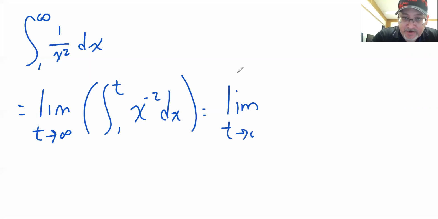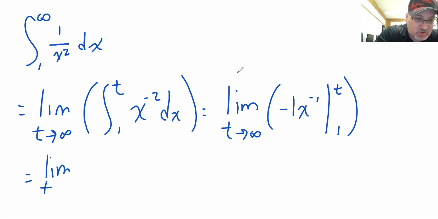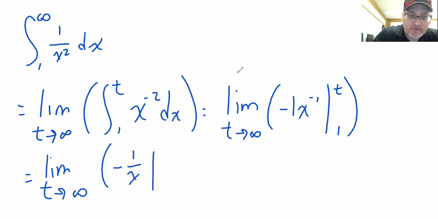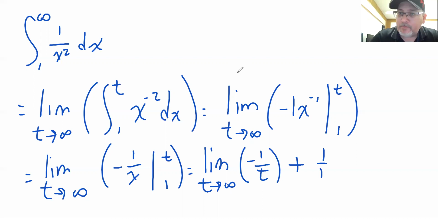Limit as t approaches infinity. The antiderivative of x to the negative 2 is negative 1 times x to the negative 1, and we're evaluating this from 1 to t. Just to make it a little bit easier to see, let's write negative 1 times x to the negative 1 as negative 1 over x, because that's all it is, 1 to t. That's equal to the limit as t approaches infinity. Substitute the upper limit to get negative 1 over t. And then minus, but then it's going to be minus or plus. Substitute the lower limit, 1 over 1.